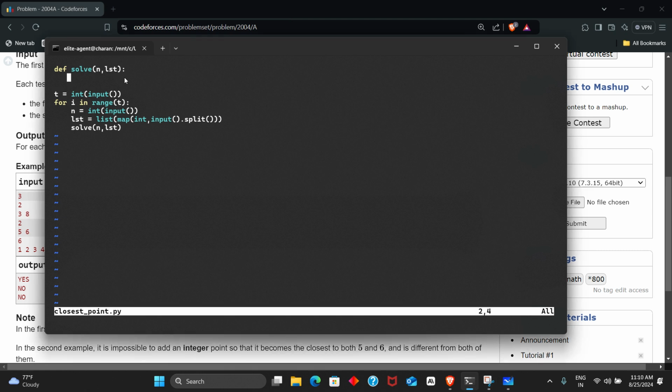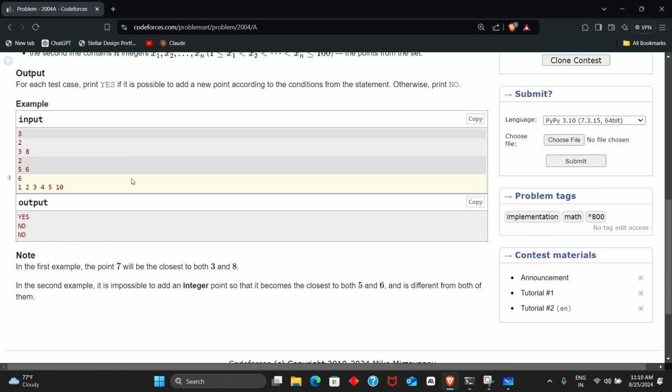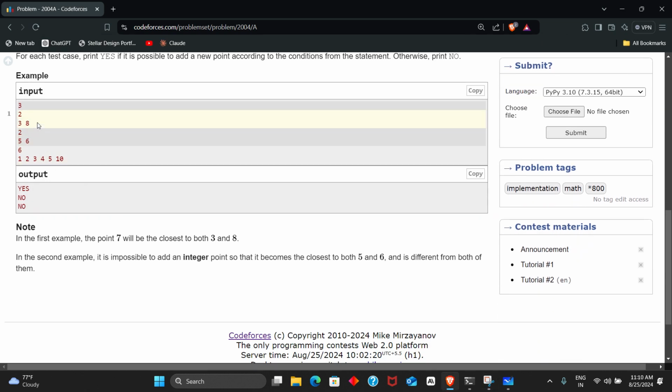Also, we should pay attention that this is only applicable if the length of the list is 2. If the length of the list exceeds 2, we don't need to care about that, because if the length is greater than 2, there are so many numbers that we possibly can't find a number which will satisfy all these conditions. So our main goal is to deal with length 2.